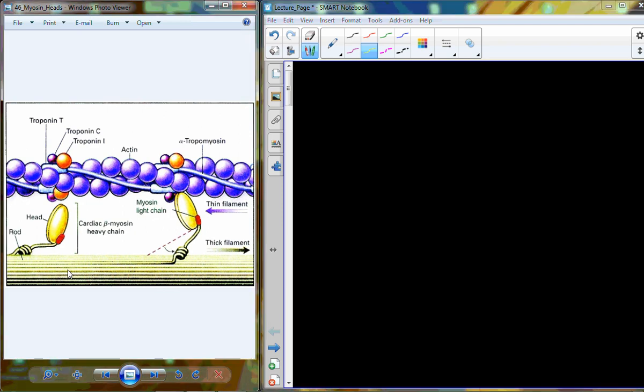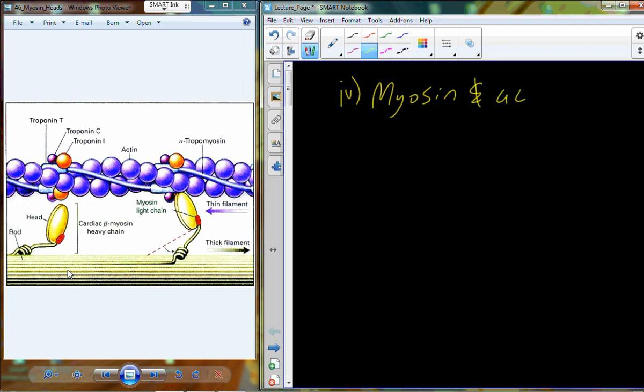And then down here on the bottom are the myosin filaments with their myosin heads. And we have to create a connection between the thick and the thin filament, between the myosin and the actin, in order for that sarcomere to go through that shortening process. And that's really where we're going to pick up today, is talking about that myosin and actin interaction.